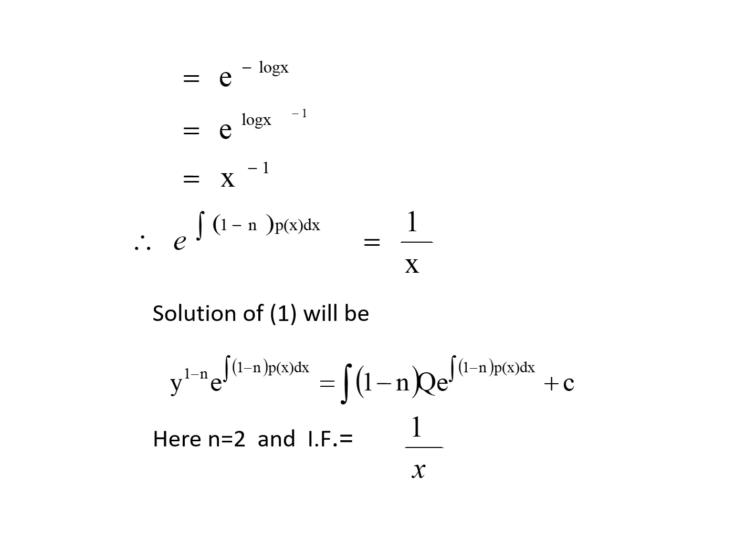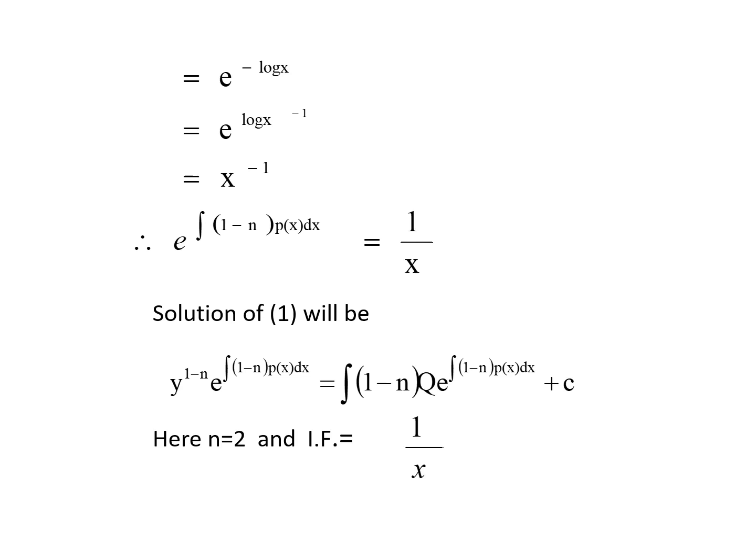So y to the power of 1 minus n into e to the power of integral 1 minus n into p of x into dx, this is the solution form of Bernoulli's equation, is equal to integral 1 minus n into q into e to the power of integral 1 minus n into p of x into dx plus c. Move on to the next line.